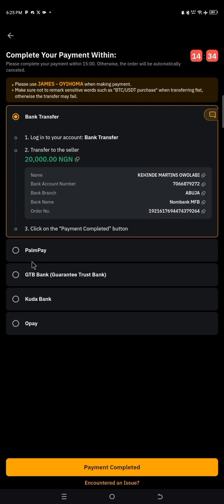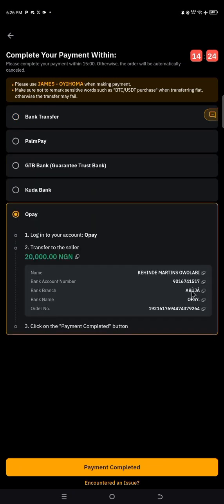Look at the person. You have PalmPay, you have GT Bank, Kuda. Let me select OPay. You can see, so I want to use this OPay. I'm using this OPay to send the money. So I'll just copy the account number. Then I'll open my OPay account or First Bank and send. Make sure you are sending the exact amount you are seeing here, which is 20,000.